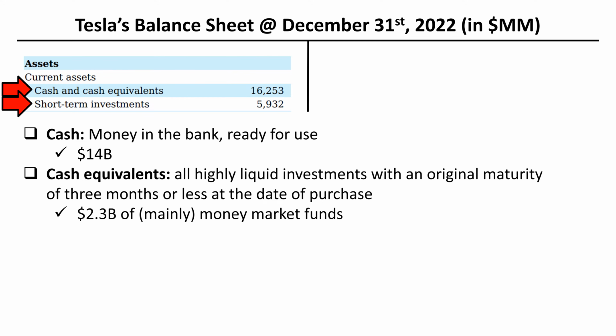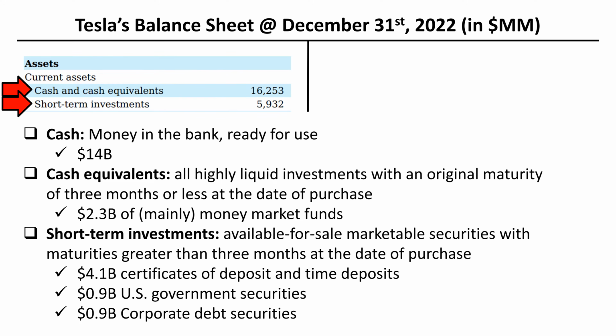How are short-term investments different from cash equivalents? It's all in the timing. Short-term investments are available for sale marketable securities with maturities greater than 3 months, but less than a year at the date of purchase.